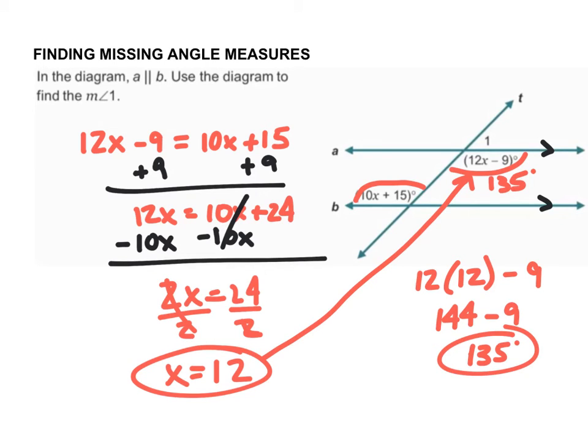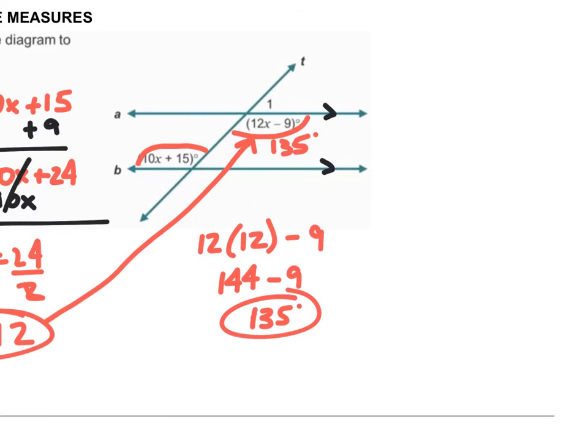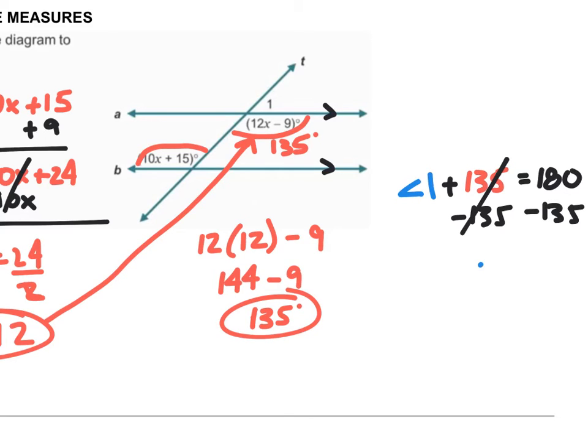Now I want to use that information to figure out what angle 1 is. That's the goal. What I know is that these two angles are supplementary. So the next equation that I would set up is that angle 1 plus 135 is equal to a total of 180 degrees. If I solve for angle 1, I can subtract 135 from both sides. Then angle 1 is equal to 180 minus 135, which is 45 degrees. And that's what angle 1 is.